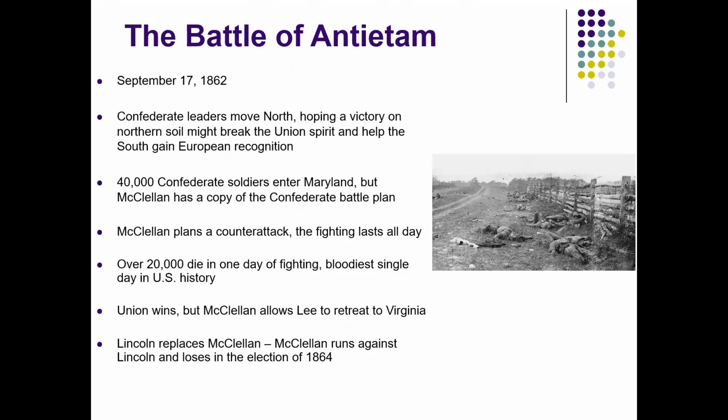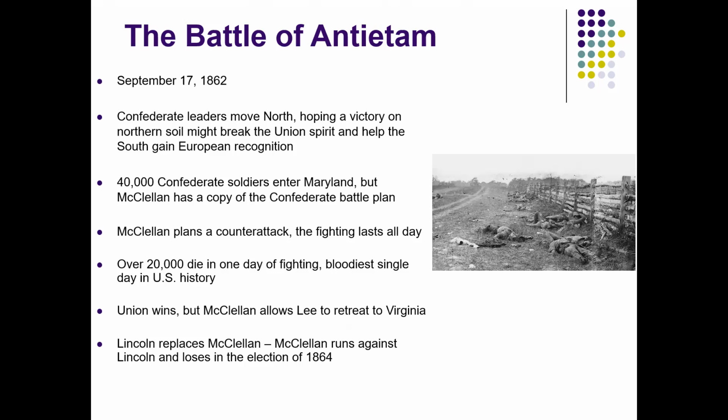The North did not lose every battle. On September 17th, 1862, the Battle of Antietam took place. Unknown to the Confederates, General McClellan obtained a copy of the Confederate battle plan, and so he knew exactly what was going to happen. He planned a perfect counterattack.